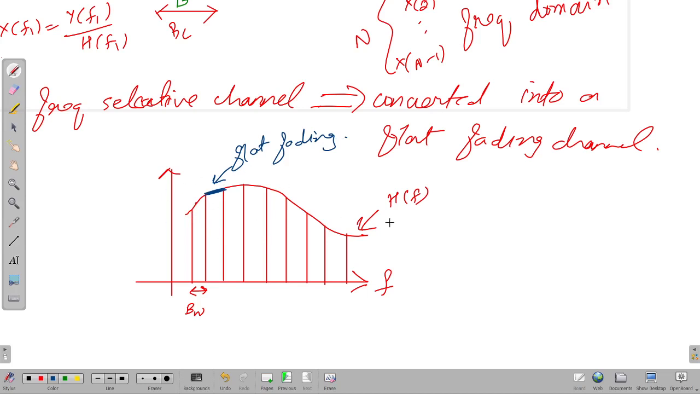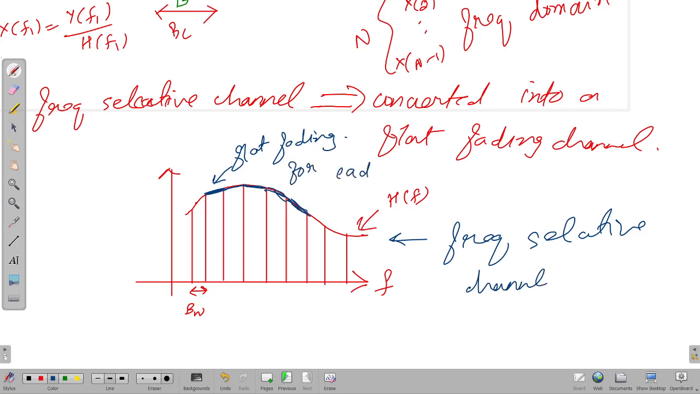But if you look at the channel as a whole, then the channel is a frequency selective channel. It has different values of frequency response at different points. But when you divide it into a number of substreams, the channel almost remains a constant. The channel frequency response doesn't change much for that substream. So it is a frequency selective channel, but flat fading for each substream. That is the idea of multi-carrier communication. When you divide it into a number of substreams, the frequency response of the frequency selective channel becomes like a flat fading channel for each substream.